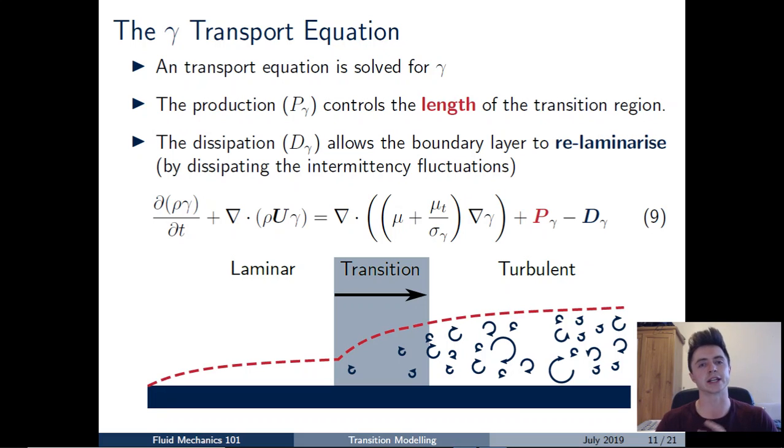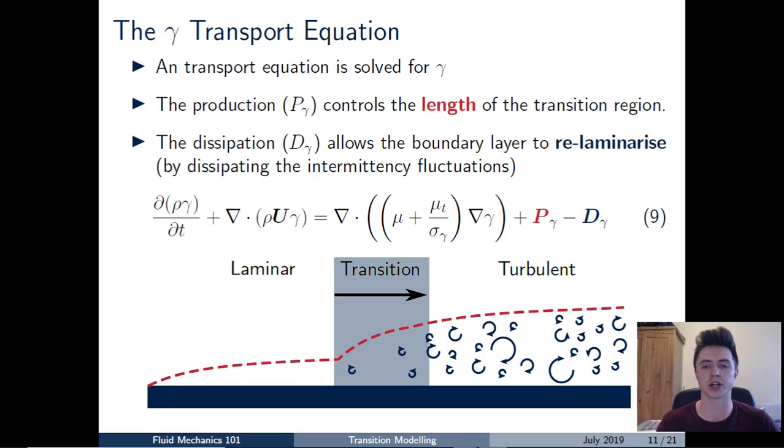And what do we expect to happen with these production and dissipation rate terms? Well, where the flow is laminar, in the laminar boundary layer, we expect no production of turbulent fluctuations. There's no production of intermittency, so P will take a value of 0. But then when we reach the transition region, we're going to be producing turbulent fluctuations, and so this P term is going to switch on.